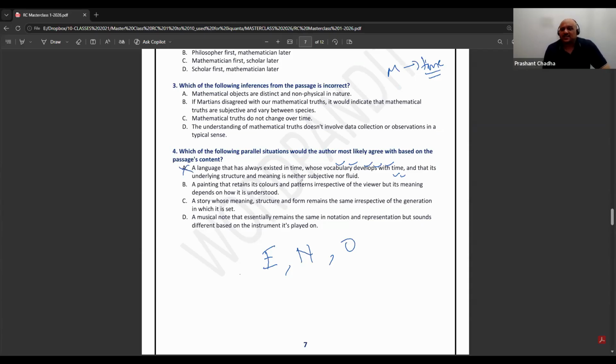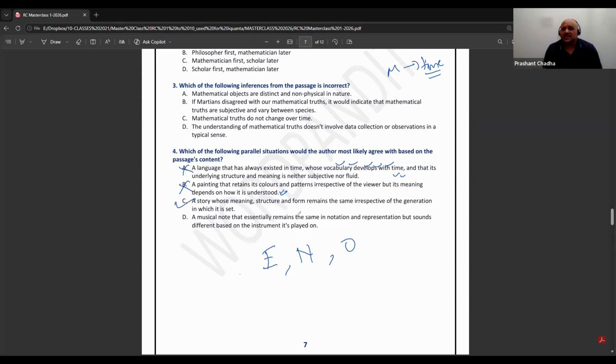B, a painting that retains its colors and patterns irrespective of the viewer. So again, this is okay, but its meaning depends on how it is understood. So this means paintings are subjective in nature. Can mathematics be subjective? No, it cannot be subjective, right? C, a story whose meaning, structure, and form remain the same irrespective of the generation in which it is set. So this perfectly fits, because irrespective of the generation in which the story is set, its meaning, structure, and form always remain the same. It is eternal, it is objective, it is a constant.